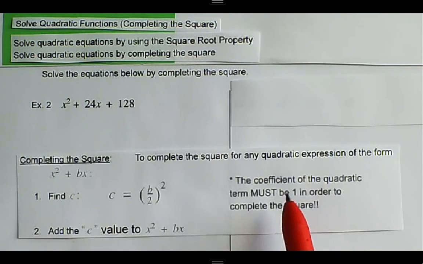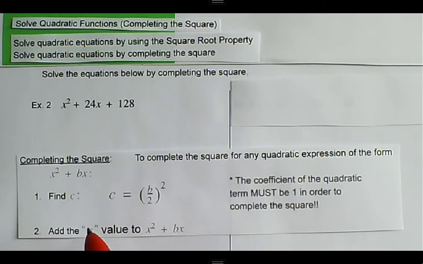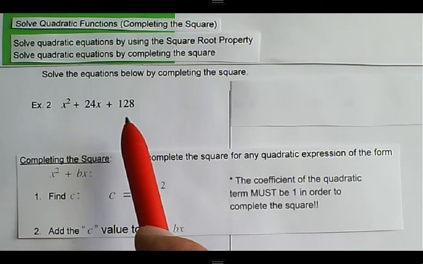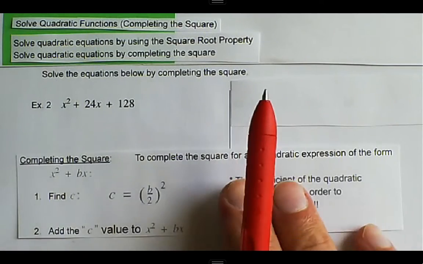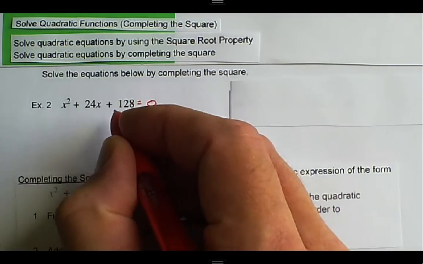The first thing that we need to pay attention to is that the coefficient on the quadratic term must be 1. In this case, we have a lead coefficient of 1, so we can go through with the process. We want to get one side of the equation so that it's just x squared plus bx. Right now we have x squared plus bx, but we also have a c. So the first thing we want to do is get rid of that c.